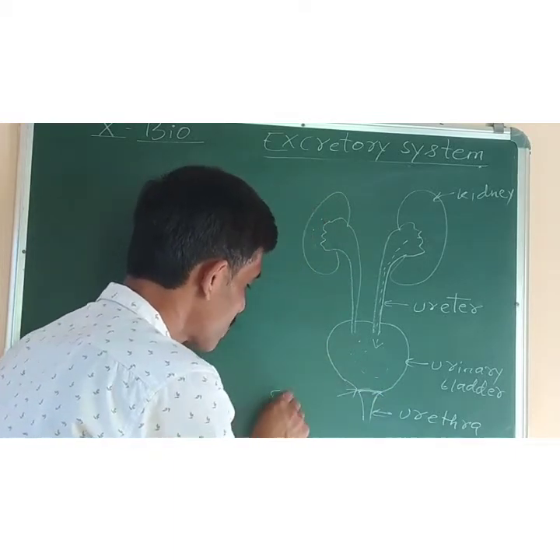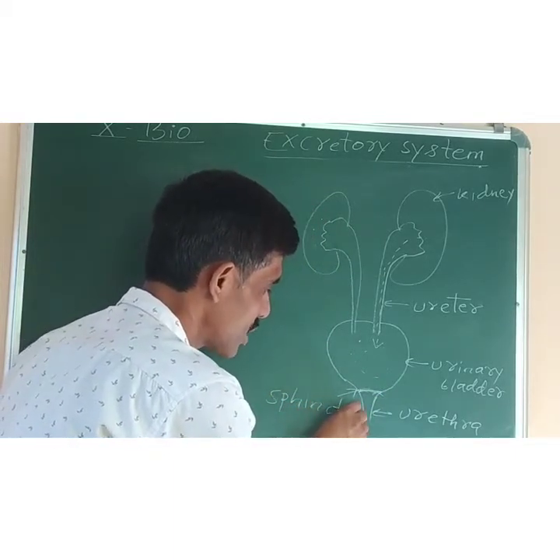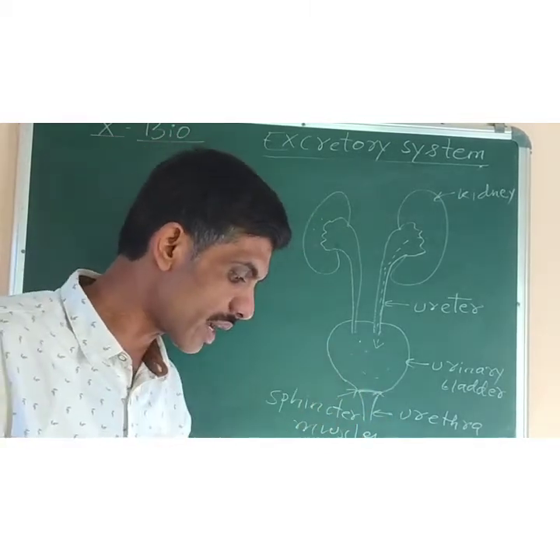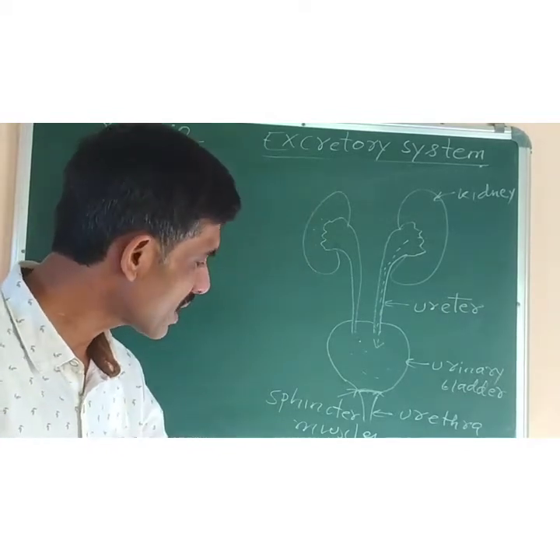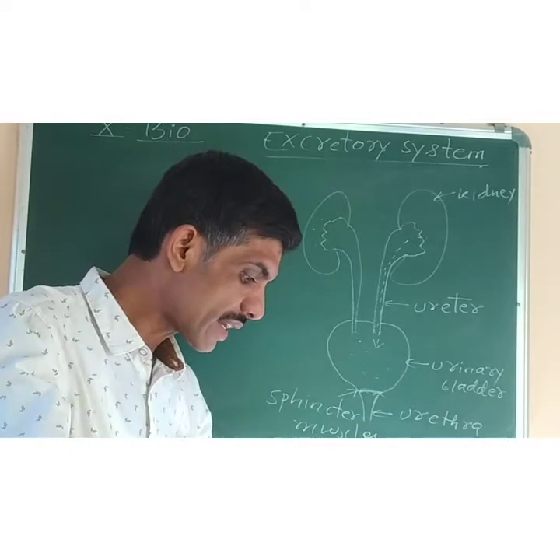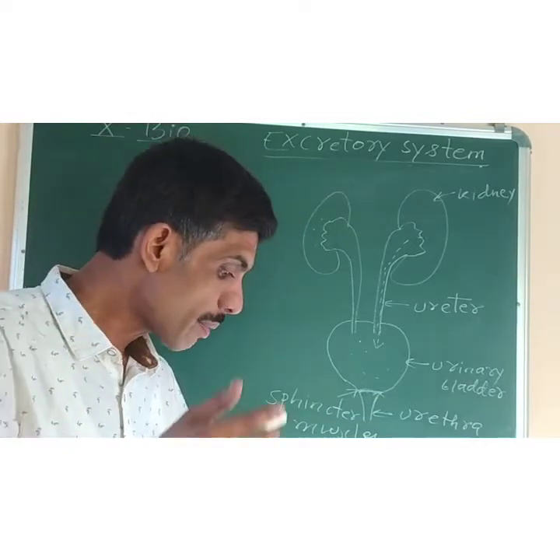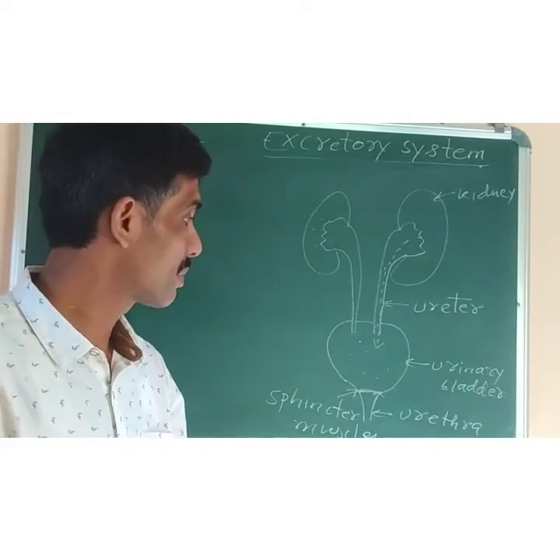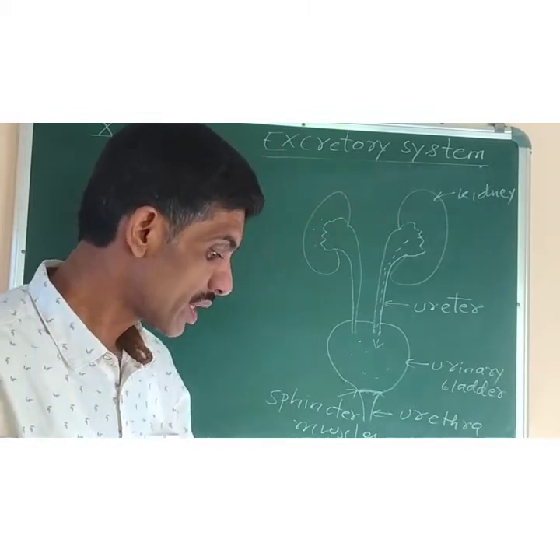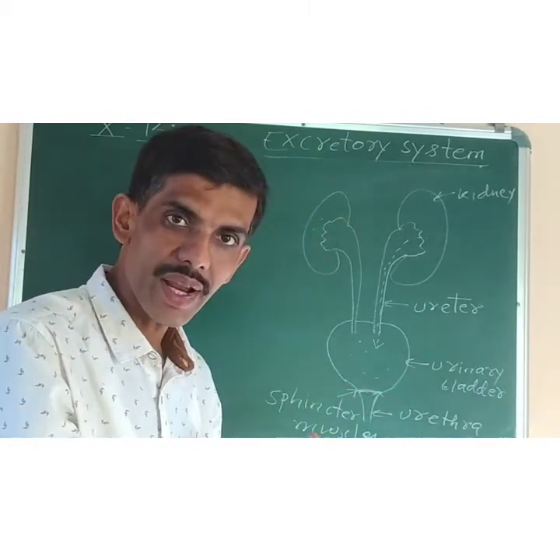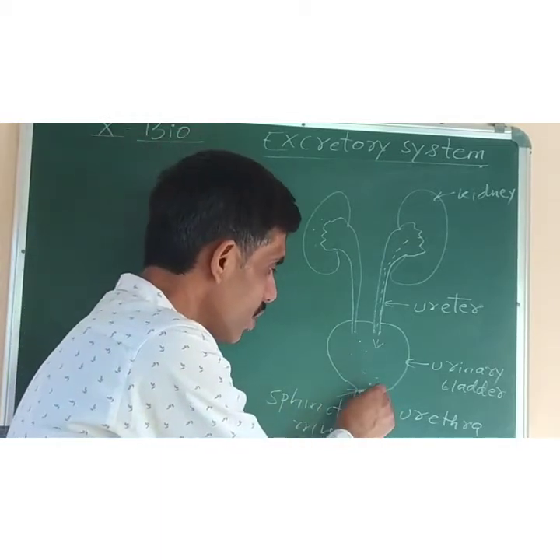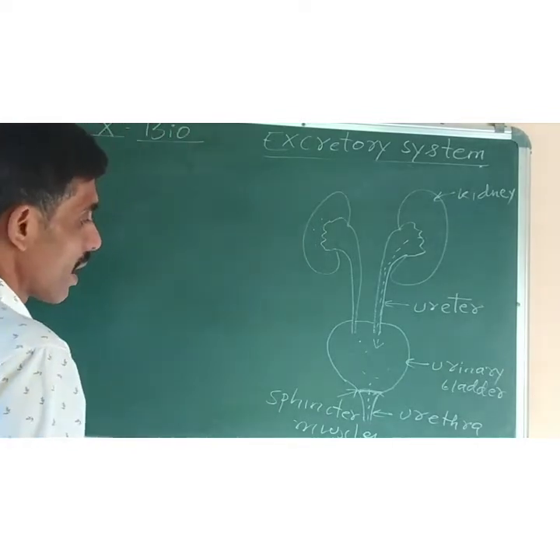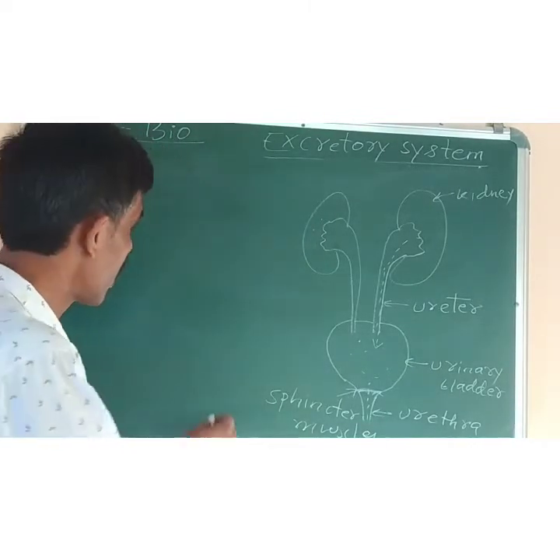What is it called? S-P-H-I-N-C-T-E-R, sphincter muscles. If asked what is the function of the sphincter muscles which are present at the top of urethra, the answer is it is tightly contracted, that is closed, so that the urine cannot get out of the bladder. Now when the bladder is completely filled, there is the urge to urinate. At that time, this ring of muscle will relax, open the urinary bladder, and the urine will be discharged outside through the urethra. So this act of release of urine from the body is called micturition.